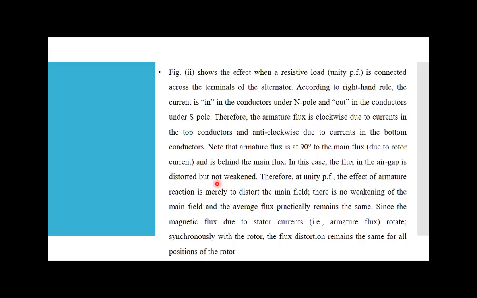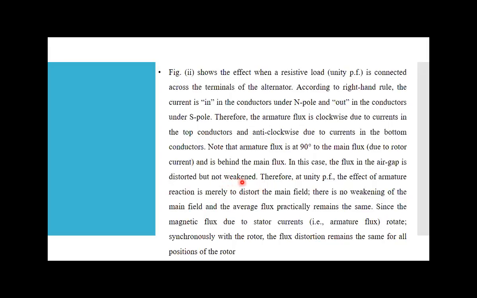Okay, so when your load is purely resistive in nature, your armature flux distorts your main flux, but it will not add or oppose. It will not weaken your main flux, nor strengthen it, it simply distorts your main flux. So when your load is only resistive, the flux in the air gap is distorted, but it is not weakened.